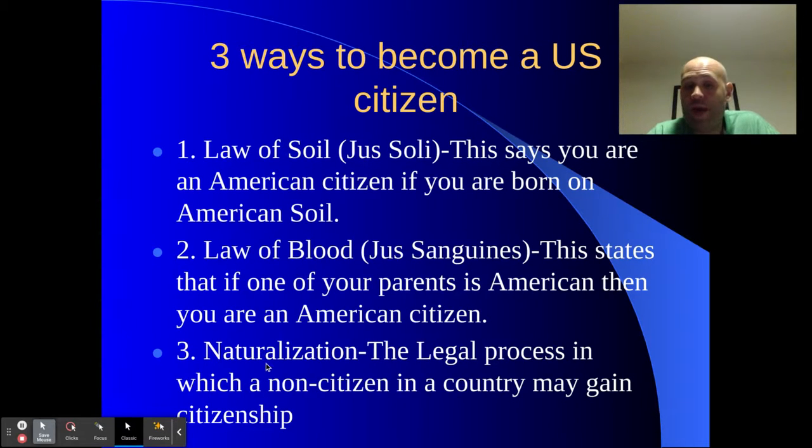Now, the third way you can become a citizen is called naturalization. This is a legal process in which non-citizens can gain citizenship. So, about 15 to 20% of our population are naturalized citizens, meaning they were born somewhere else, they were not citizens, they moved to this country legally, they followed all of the steps and became a citizen. Okay?